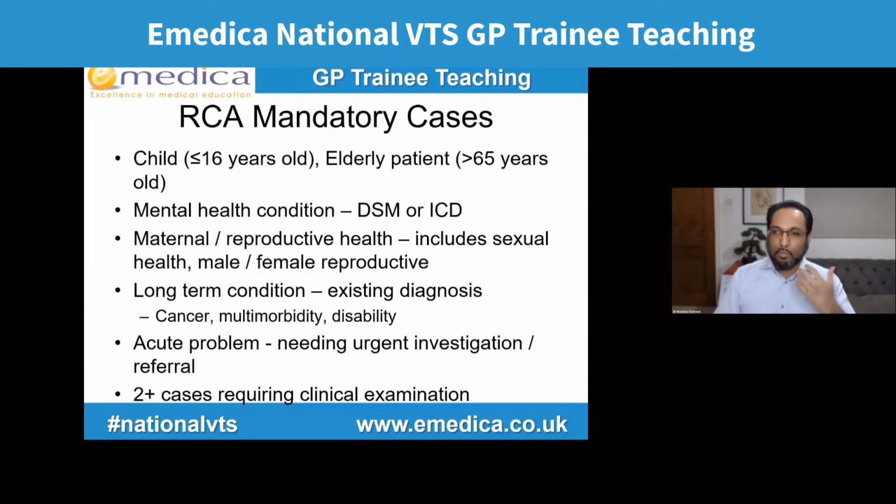It could be someone with a possible ectopic. It could be any of these things. It's very broad. Okay, one's got to be a long-term condition. So that's an existing diagnosis of a chronic condition. That could be a cancer, someone with diabetes that's poorly controlled, a disability, multimorbidity, different illnesses. What that doesn't include is someone that might have one of these diagnoses and you don't know if they've got it yet. That's not what long-term condition means, okay? Someone who's got an established diagnosis of it.